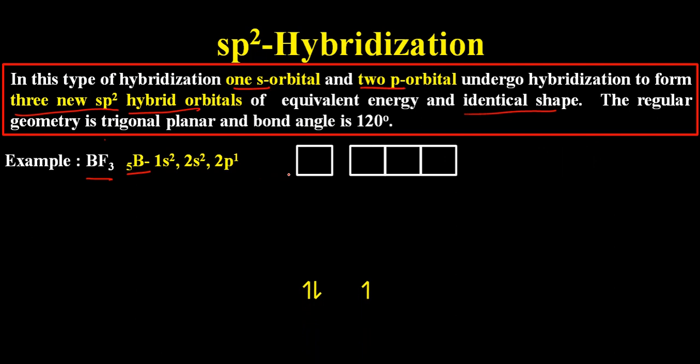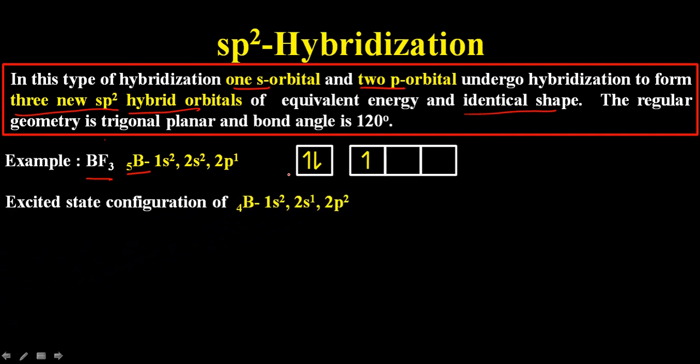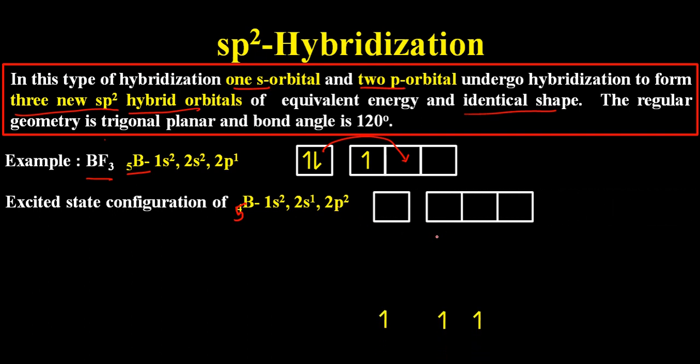In 2s subshell we have 2 electrons, and in 2p subshell we have 1 electron. As far as the excited state is concerned, 1 electron from 2s subshell can transfer to vacant 2p orbital, giving the valence shell configuration 2s1, 2p2. So here we can see the transfer of that 1 electron. Now in 2s subshell we have only 1 electron, whereas in 2p subshell we have 2 electrons.